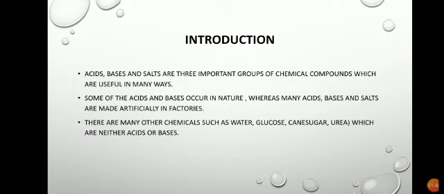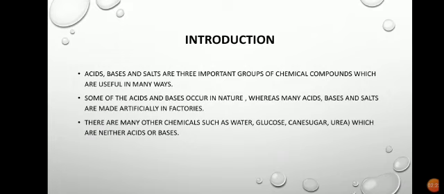If we consider the pH scale, it ranges from 1 to 14. Now 7 is the mean of the pH scale. Below 7 is acidic, above 7 is basic, and 7 we consider neutral. So certain substances like pure water or distilled water, glucose, cane sugar, urea, and common salt are neither acid nor bases. In this chapter we will study only acid, bases and salt.